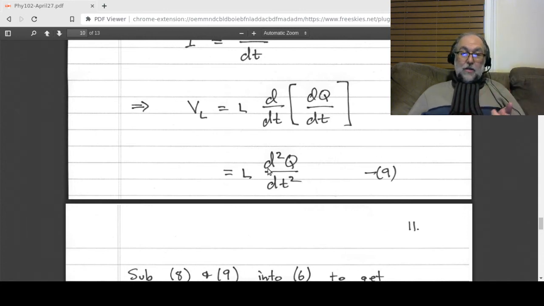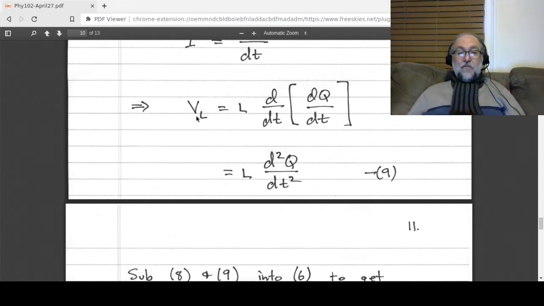And so you can write that the potential drop across the inductor is the inductance times the second derivative of q, d2q by dt squared. I think you can already see where this is going to go, because if you have a double derivative like this, you get sinusoidal motion. The single derivative will give you the exponential decay. We just saw that in the previous two examples. But the second derivative will give you sinusoidal motion.